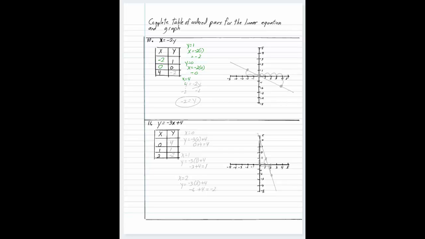Let's take the same approach to number 11. First I see x is equal to 0. So we get y equals negative 3 times 0 plus 4. Well, negative 3 times 0 is 0, and 0 plus 4 is 4. So our first answer is 0, 4. Let's try x equals 1. So y equals negative 3 times 1 plus 4. Negative 3 times 1 is negative 3, plus 4 is positive 1. So we have 1, 1.